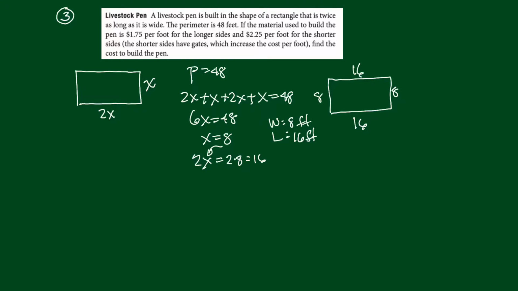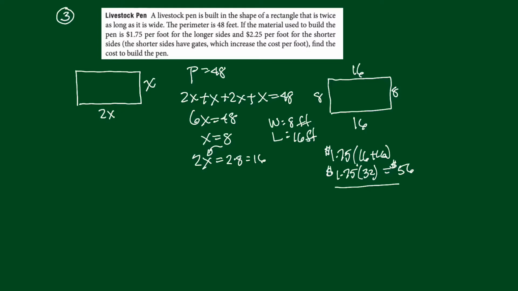So what about cost? Well, what about the long side? Let's look at the long side. I've got this 16 and that 16. So how much is that? That's $1.75 a foot. So how much do we have? I've got 16 and 16, all right? So for the long side, I got $1.75 times 16 plus 16. So $1.75 times 32, all right? Calculator problem. My calculator is showing that I get 56. Now that's dollars, right? Because this is dollars. So this is $56 for the long side.